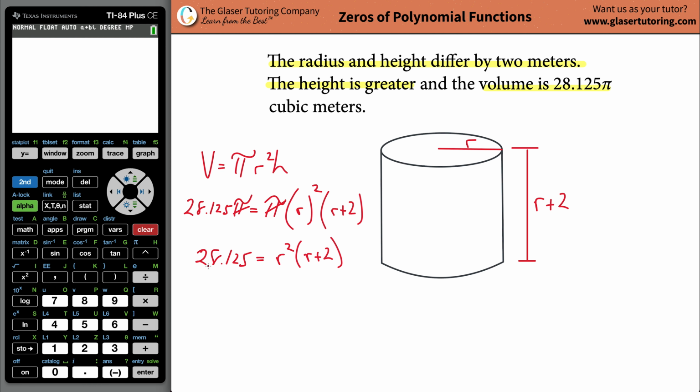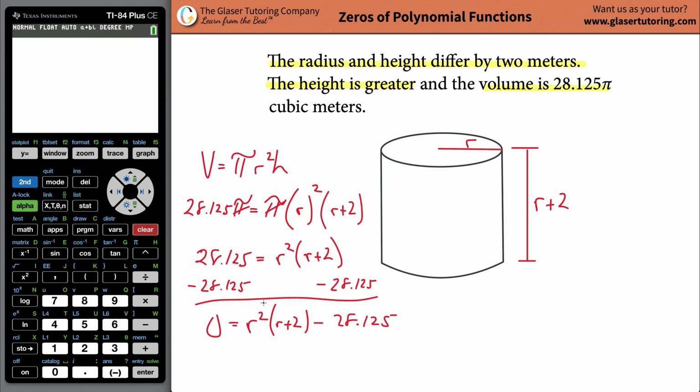But in this particular case, in order to use the rational zero theorem, you want to have this set equal to 0. So I'm going to do that anyway. Let's set this equal to 0. Subtract 28.125 from both sides, so you get 0 equals r squared times (r plus 2) minus 28.125. Then from here you would distribute so you get it in terms of a r cubed plus b r squared, whatever it works out to be, and then you can use the rational zero theorem on that.